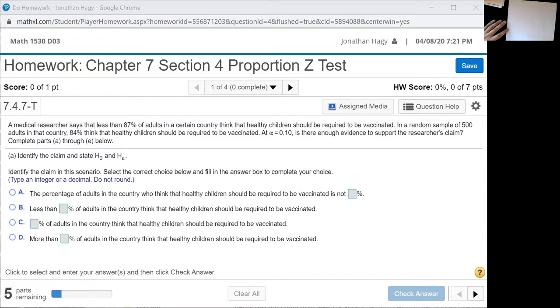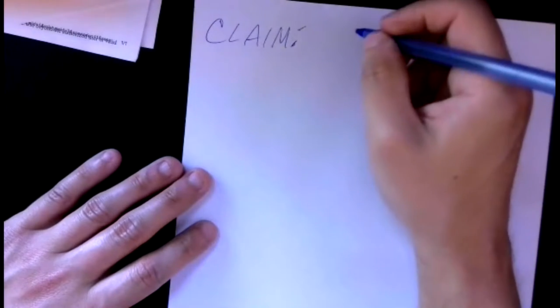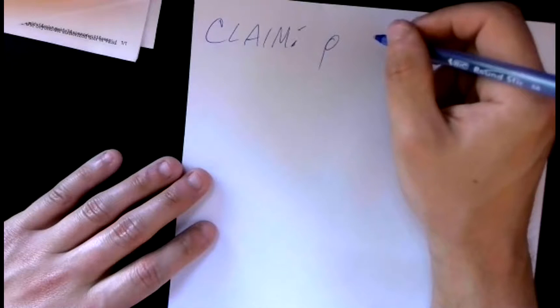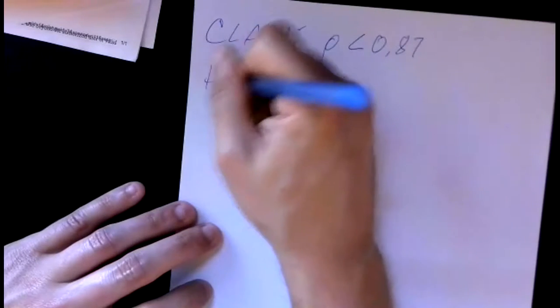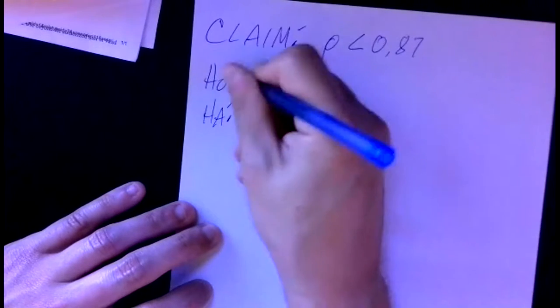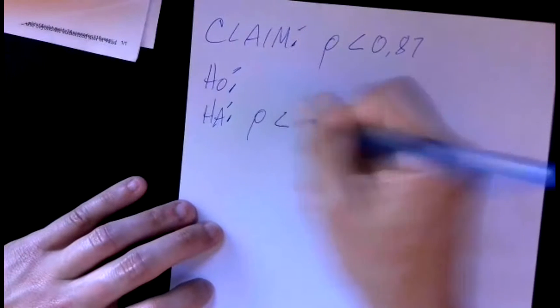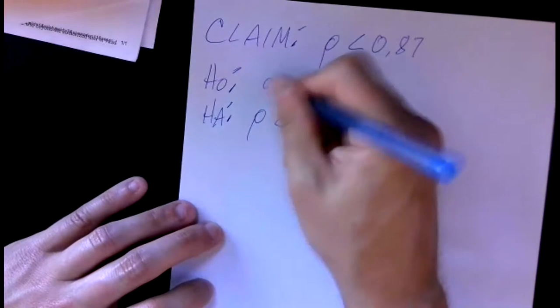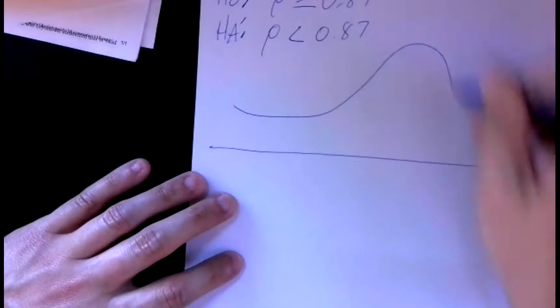Okay, so step number one is state the claim. The researcher claims the proportion is less than 87%. State the hypotheses. The claim does not contain equality, so it goes in the alternative. Because the alternative hypothesis is less than, this is a left-tailed test.